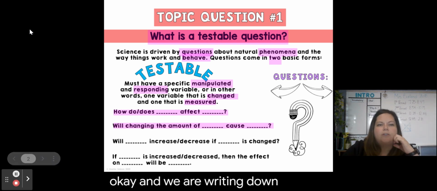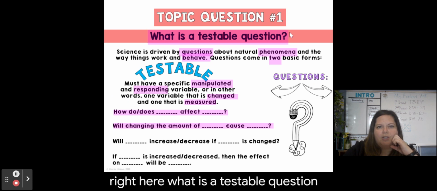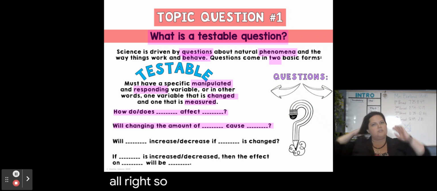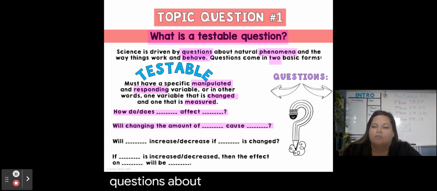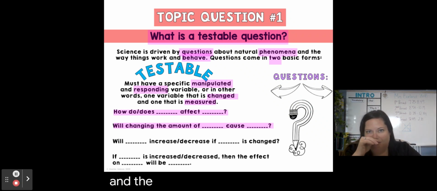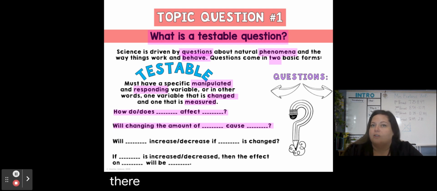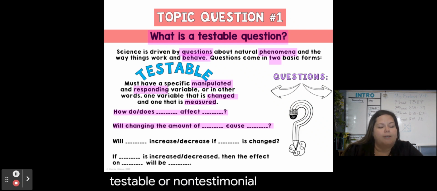And we are writing down this right here. What is a testable question? Science is driven by questions about natural phenomenon and the way things work and behave. Questions come in 2 basic forms. They're either going to be testable or non-testable. We're going to talk about testable first.